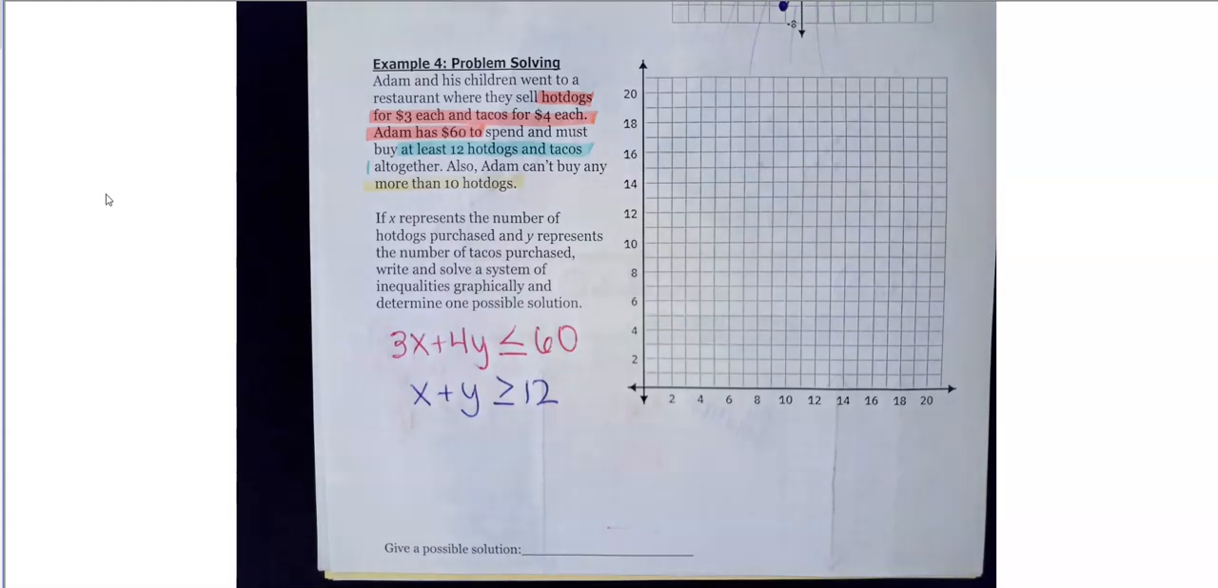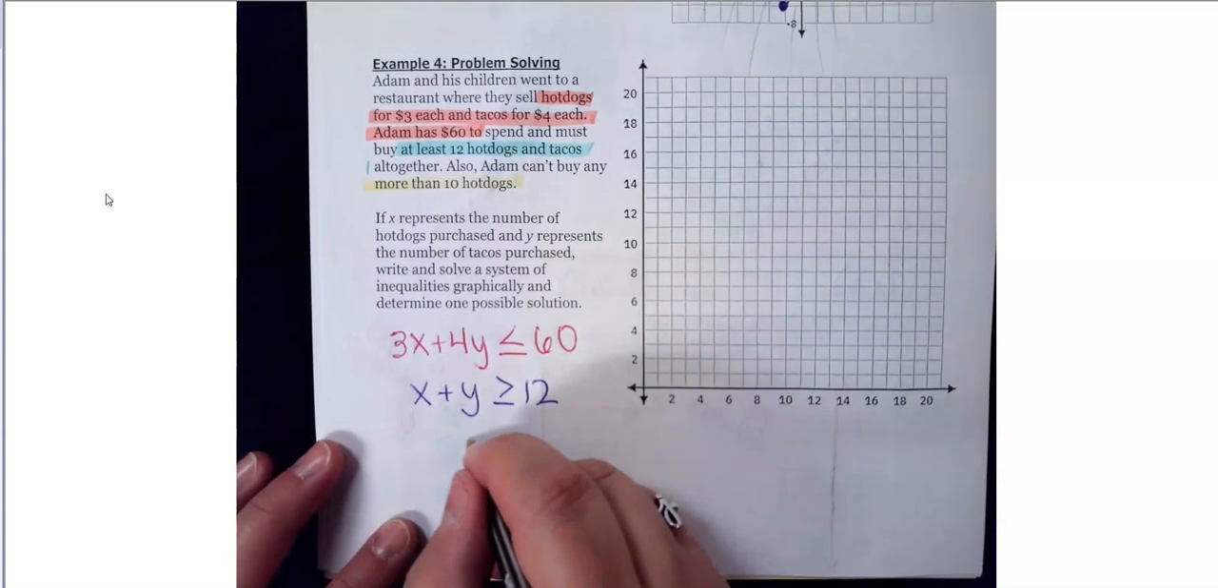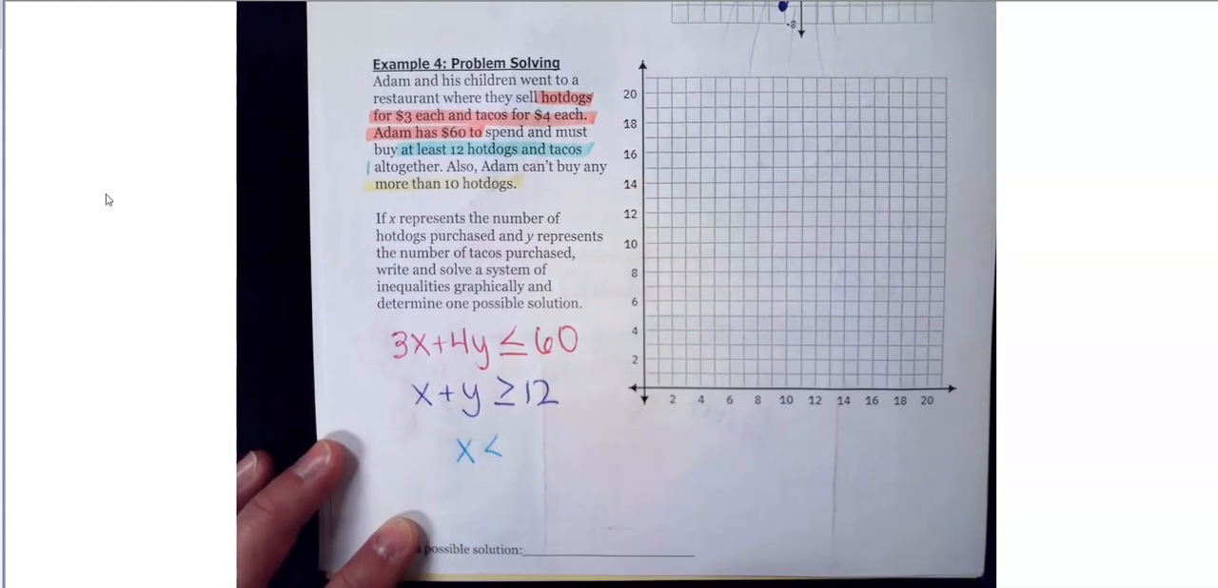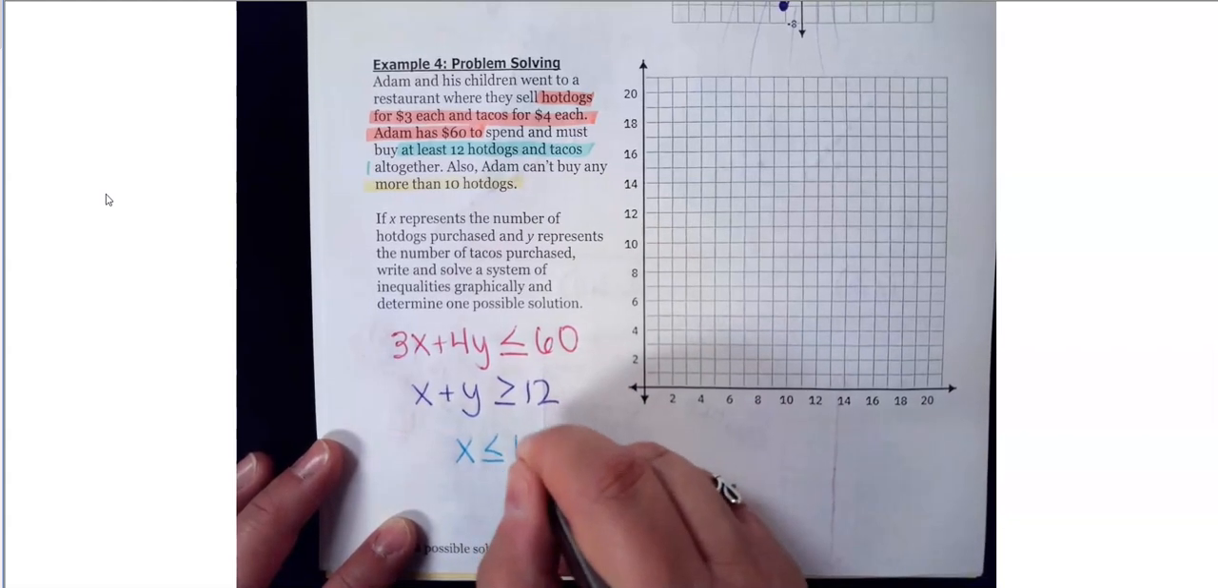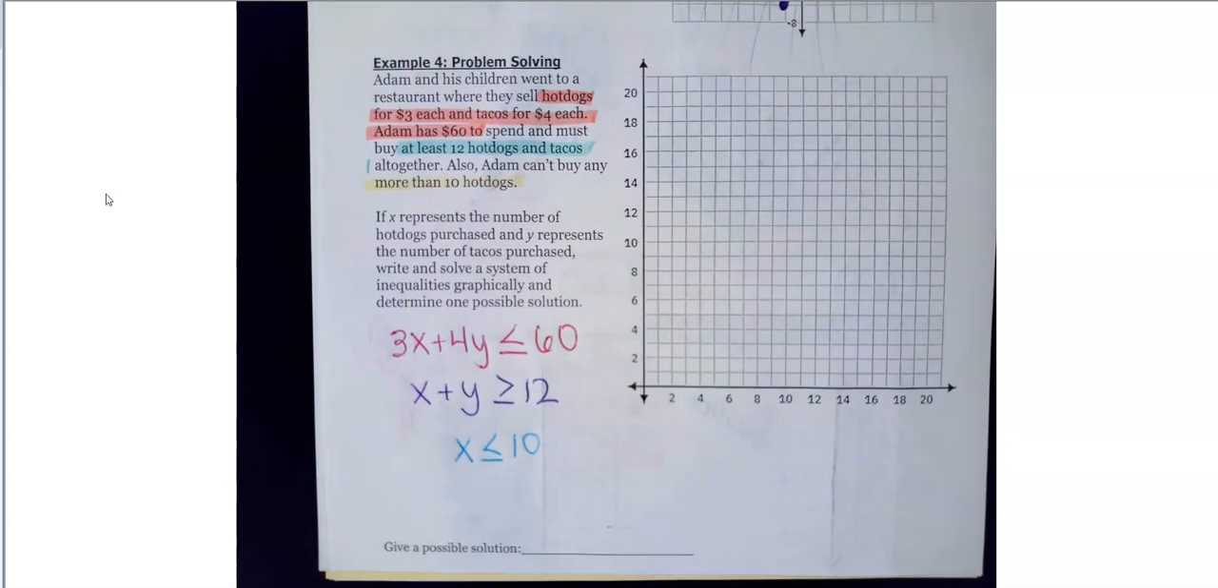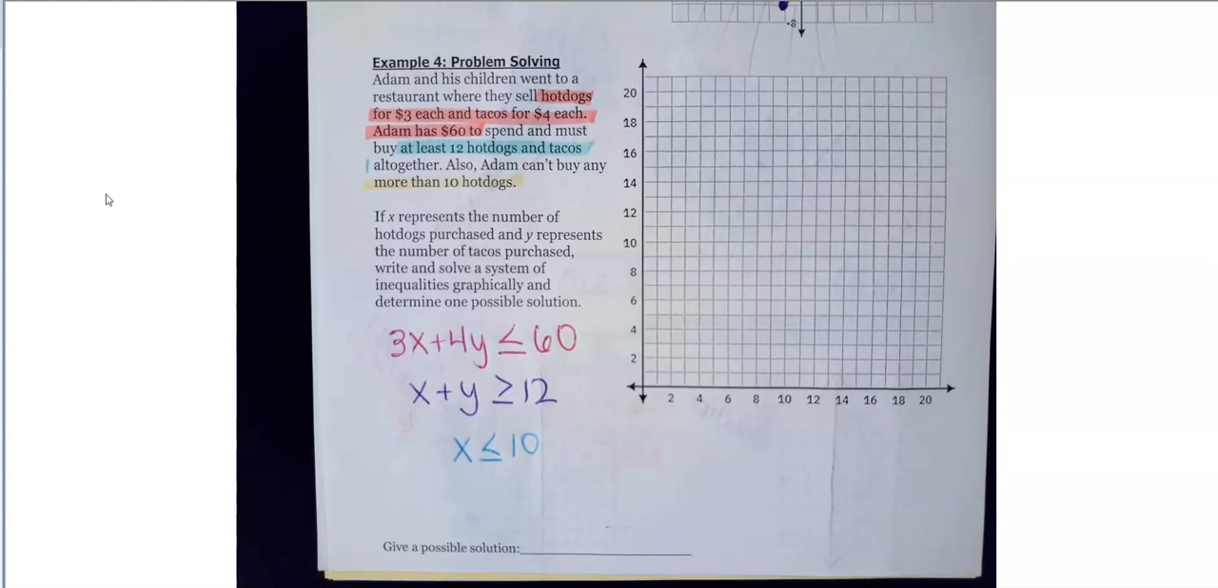And that's just what says he can't buy more than 10 hot dogs. How would you write he can't buy more than 10 hot dogs? x is hot dogs here. Yes. So this one doesn't even involve the y. Just x can't be any more than 10. All right, so this is going to be 3 inequalities here.